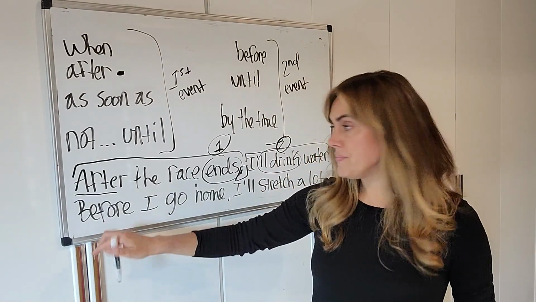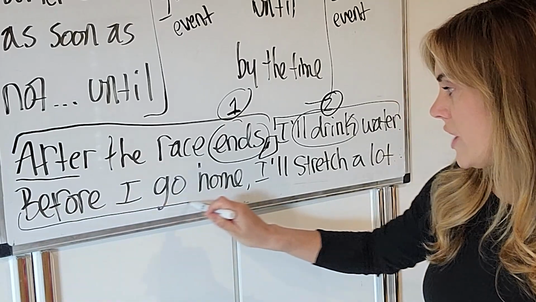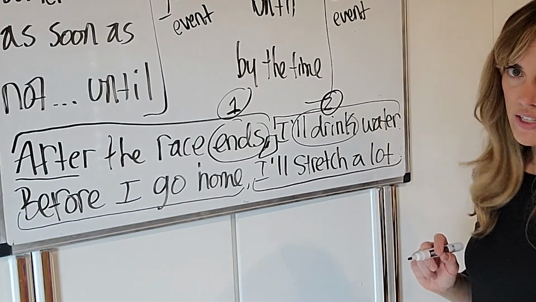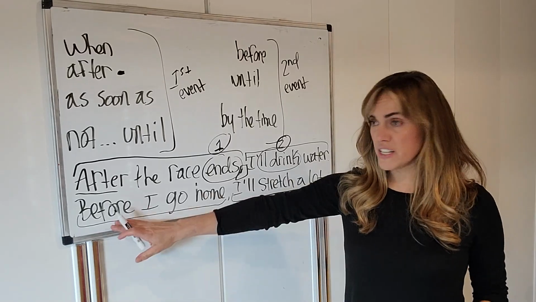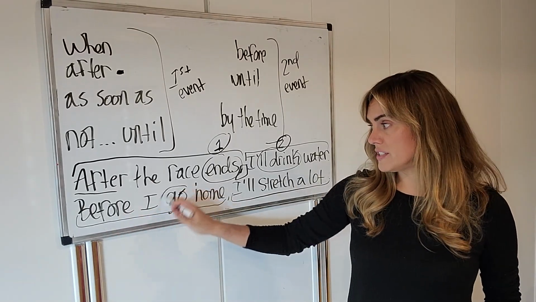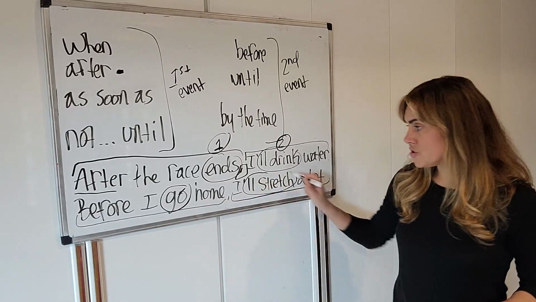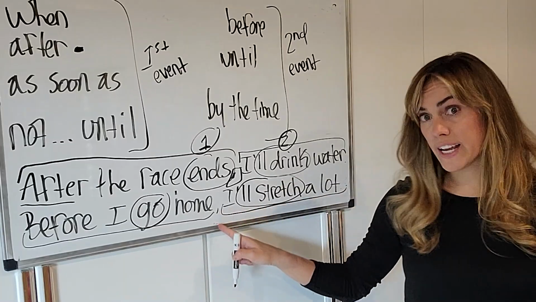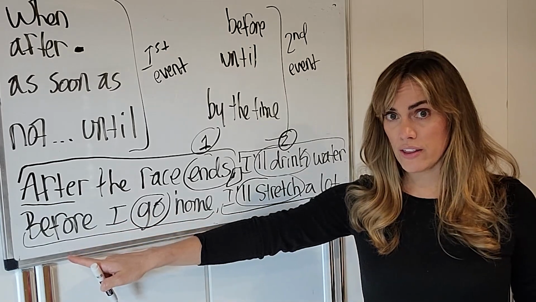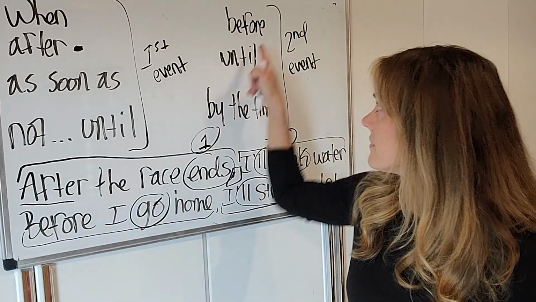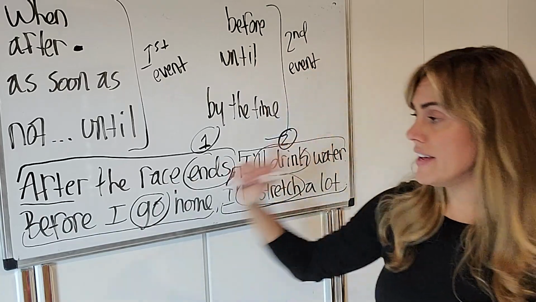So look at this one. Before I go home, I'll stretch a lot. So here's my time clause. I'm using simple present over here. Here's the main clause. Using future over here. We got the comma because it's a time word at the beginning. But look at the word before. That introduces the second event.